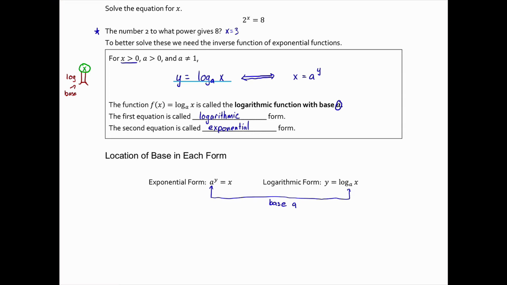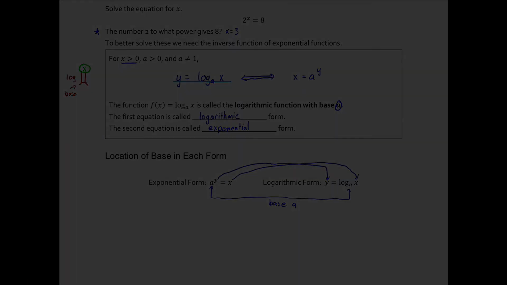And then to figure out what is happening with the other parts of it, take a quick look at the exponent. That exponent, in the first case y, becomes the output of the function. And the x, which was the farthest thing away from the base in the exponential form, is now the closest thing to the base in the logarithmic form. We'll now look at these in a few examples.